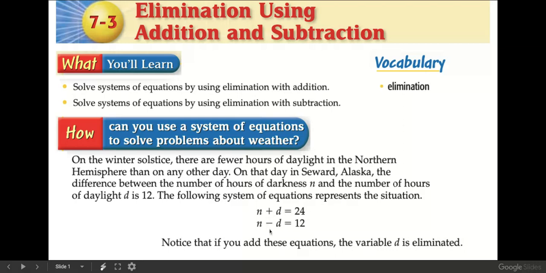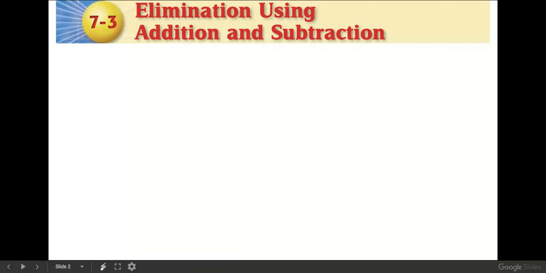So these are my two equations, my system of equations for this problem, right? Notice when we have them stacked on top of each other like that, the variable d would be eliminated if I were to add these together. If I add these two equations together, n plus n is 2n, and 1d minus 1d would be 0. And 24 plus 12 is 36. So I'd be left with an equation of 2n equals 36. These two d's would eliminate each other. And that's what we're going to be working on today, how to use this strategy to solve systems of equations.